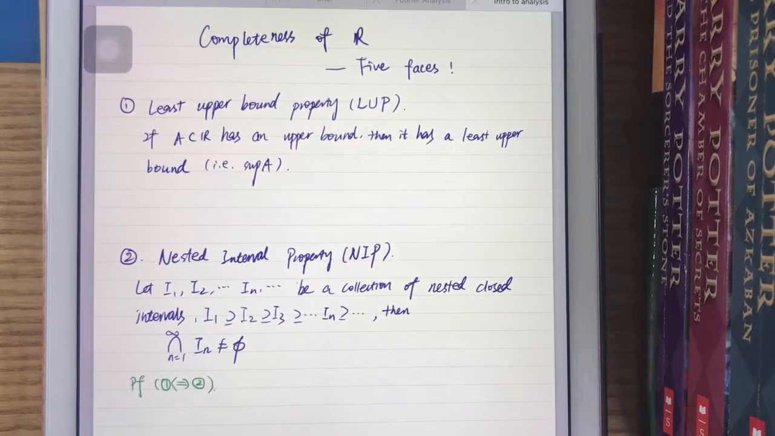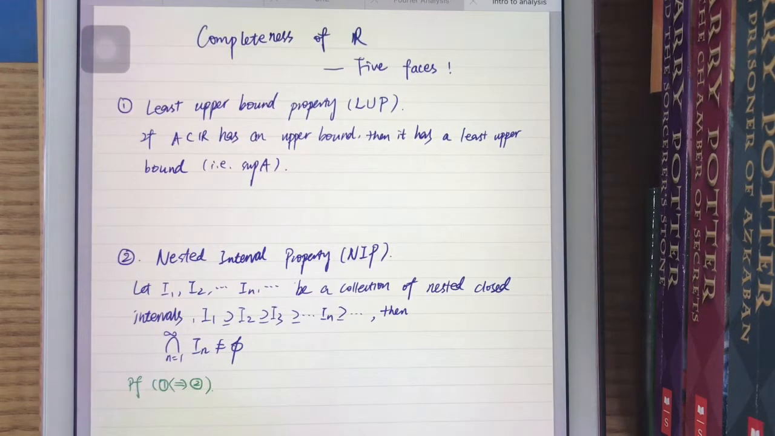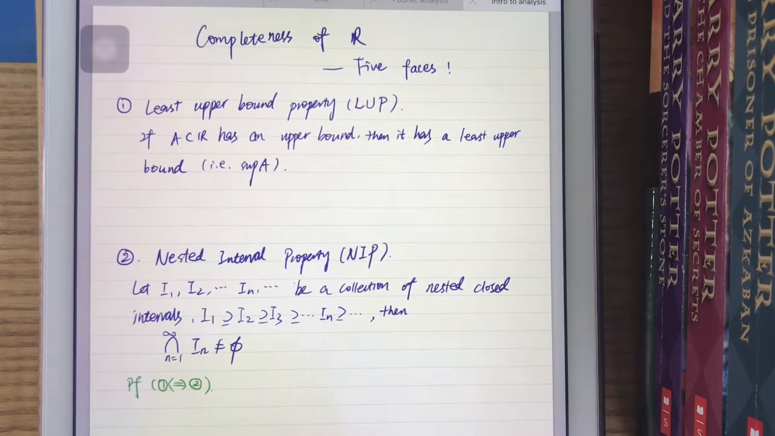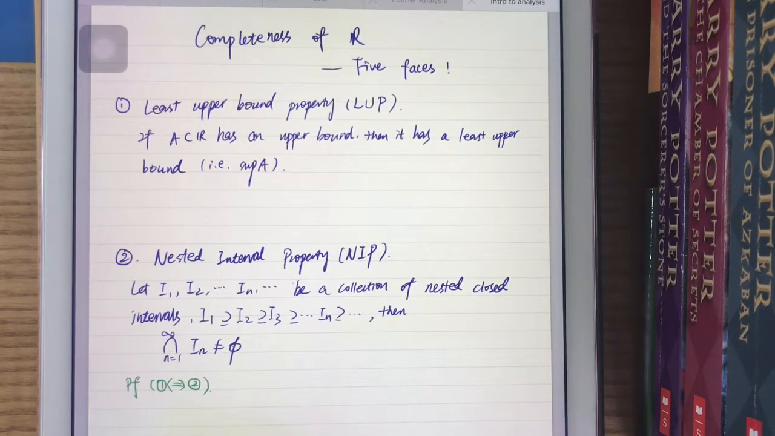Hey guys! In this video, I'm gonna show you something about the completeness of real numbers. So, we know that real numbers and rational numbers are both ordered Archimedean fields, right? But what makes real numbers really stand out? What makes real numbers special is that they have a very important property: they are complete, or the completeness of real numbers.